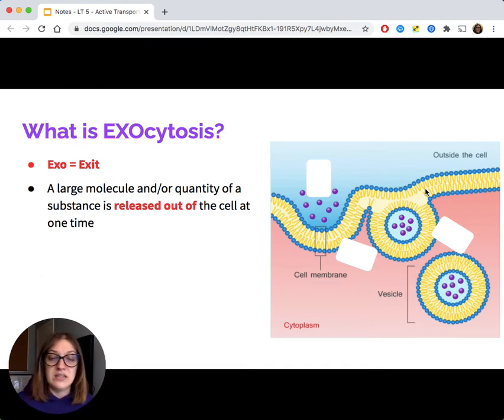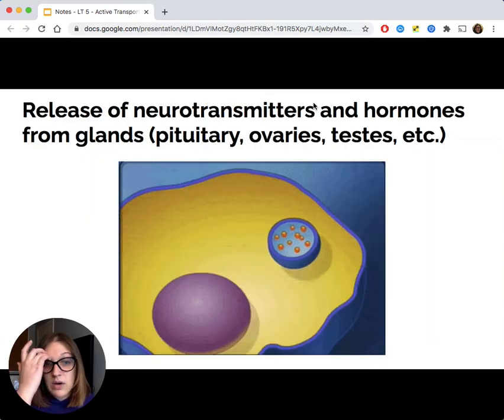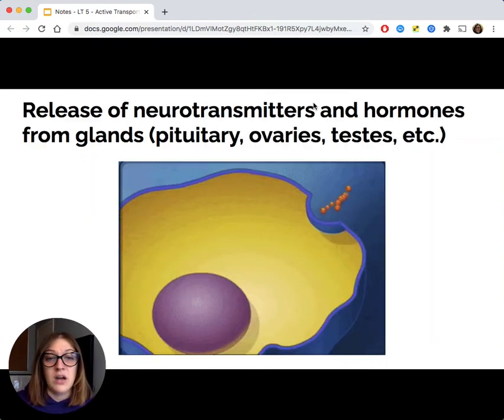This is an example of that where, and I want you to add arrows here, so make sure you're adding arrows showing that we have a vesicle maybe coming from the Golgi apparatus, and then that vesicle fuses with the cell membrane of the cell, and then it pushes those molecules out into the bloodstream. So again, I mentioned that this could be the release of neurotransmitters or hormones from glands throughout your body.